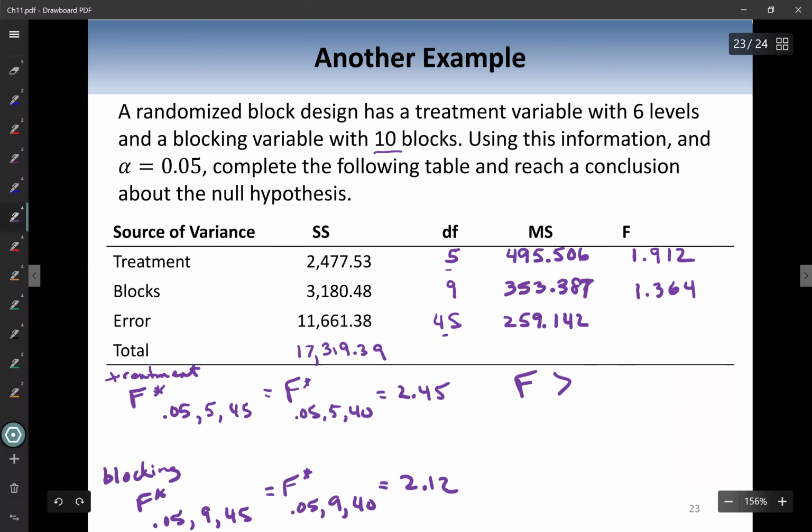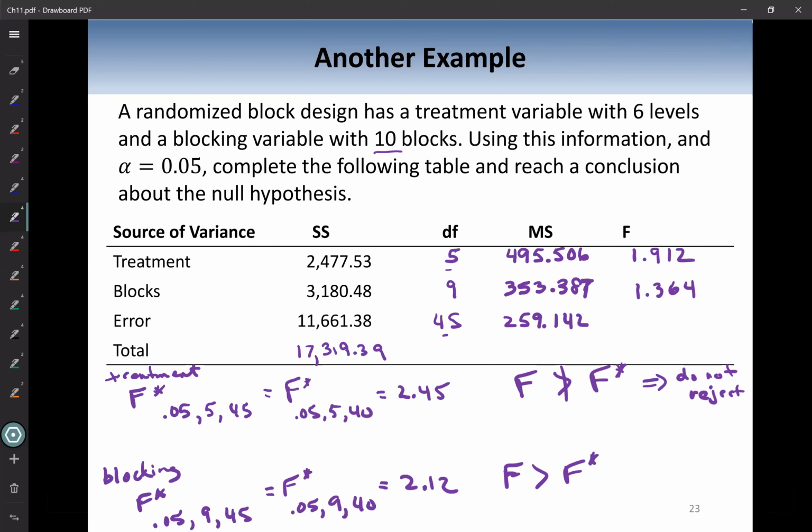So is the observed F greater than the table F? And it's not, right? Because 1.912 is not greater than 2.45. Therefore, we do not reject. And here, is our observed value greater than our table value? 1.364 is not greater than 2.12. Same result. Do not reject. So in this case, we do not reject, and the test is not statistically significant at the 5% level.